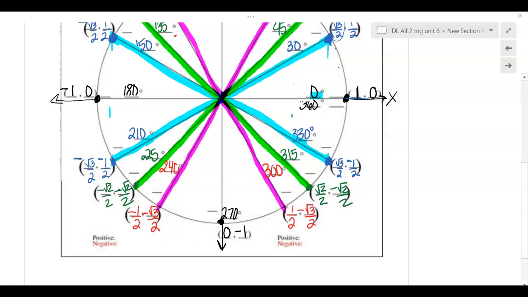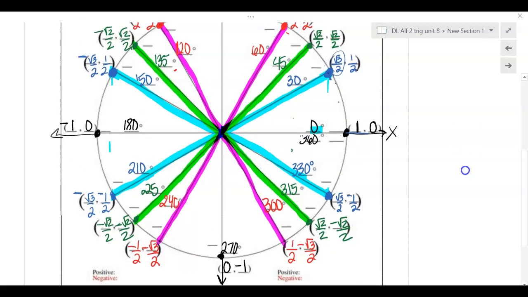So those special right triangles kind of help us establish a position in two different ways. Now we can tell someone how to get to a point on this unit circle in two ways. The position can be described with coordinates or it can be described with angles.